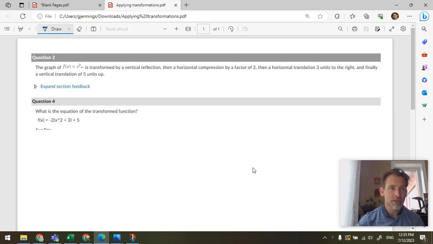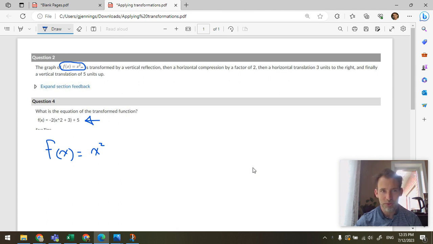So let's just parse the question. We know that we have the parent function f of x is equal to x squared. So let's write that down. f of x is equal to x squared. So this certainly can't be f of x because we're told what f of x is. What's the equation of the transformed function? We might call it g of x or h of x, some different function.